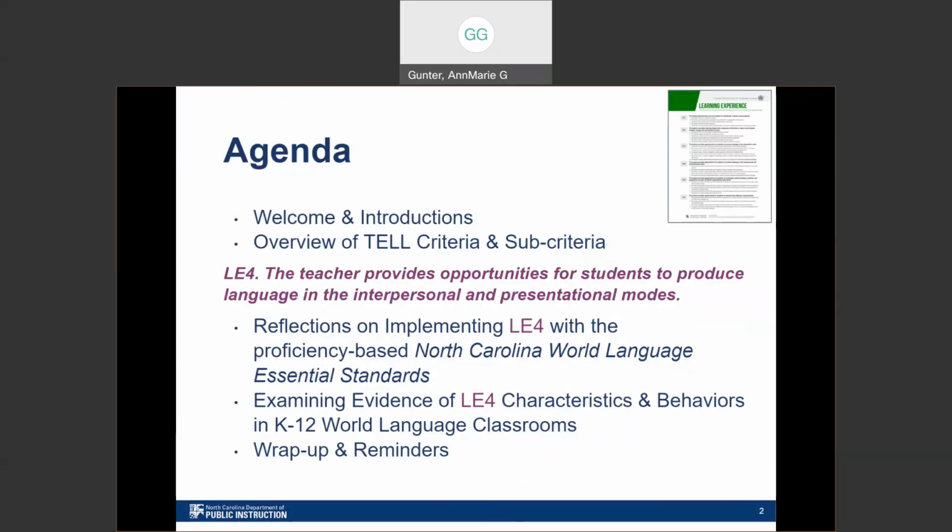After that, we'll have some reflections on implementing LE4 with our proficiency-based North Carolina World Language Essential Standards. We'll also examine some evidence of LE4 characteristics and behaviors in K-12 world language classrooms, and then we'll have a wrap-up and some reminders before we head out for today.